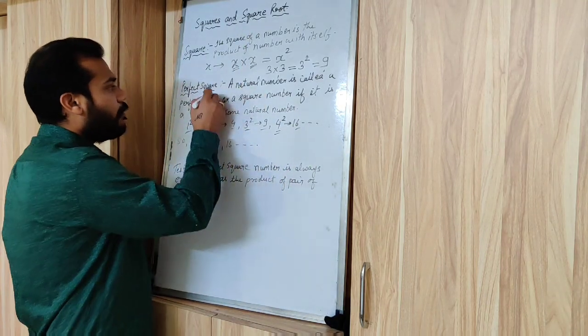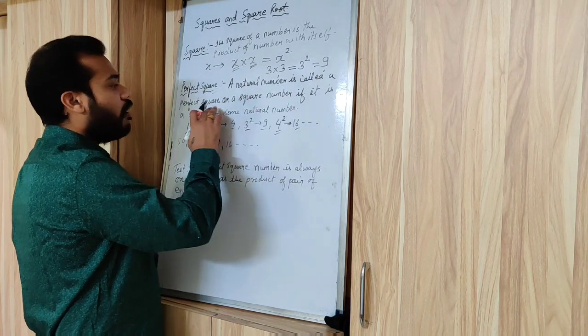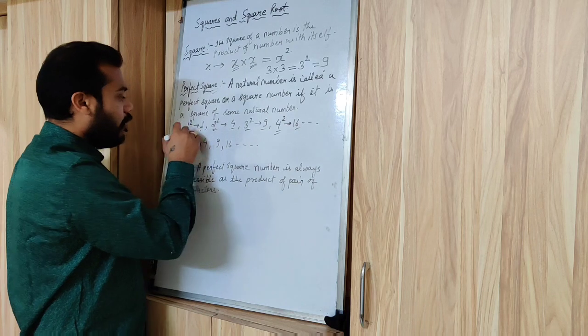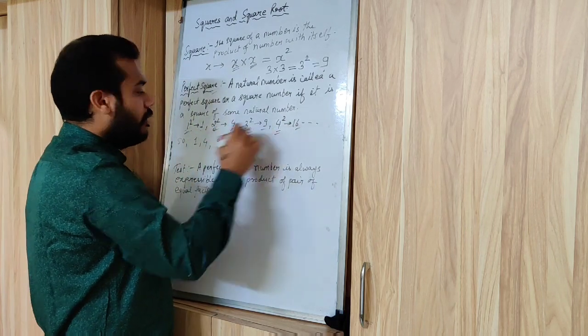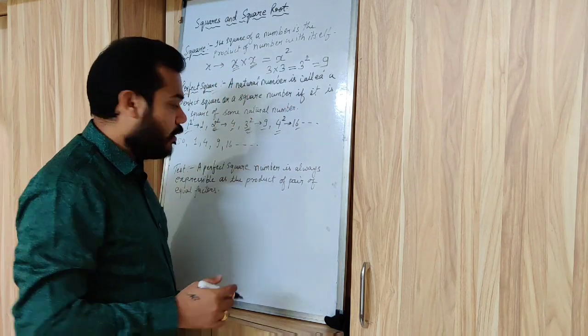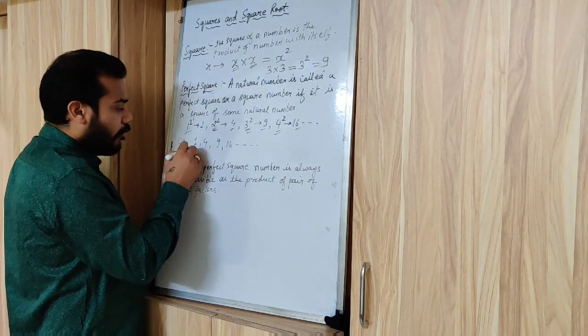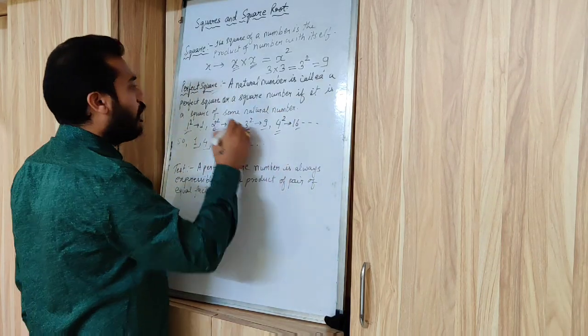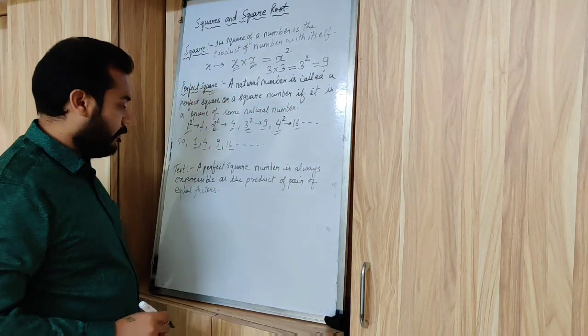So what are perfect square numbers? A natural number is called a perfect square number if it is the square of some natural number. These all are natural numbers, and 1, 4, 9, 16 are the squares of natural numbers. So 1, 4, 9, 16 and so on, they all are called perfect squares.